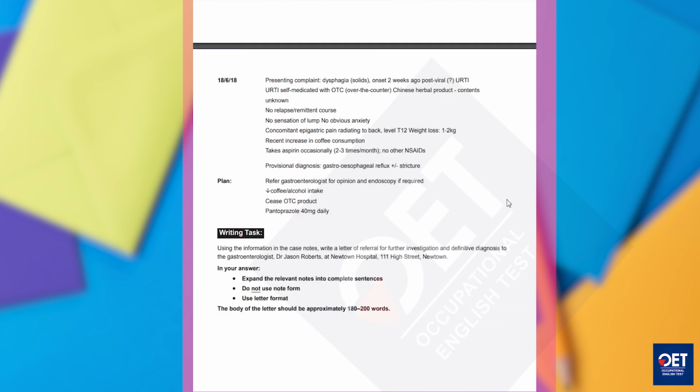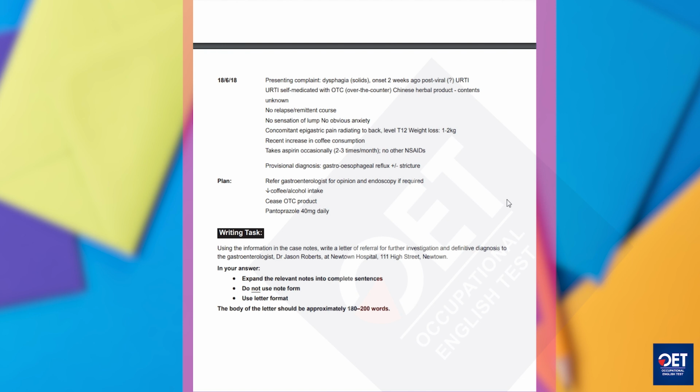Then on 18th of June 2018, she presented with complaints of dysphagia, solids, onset 2 weeks ago, post-viral, even URTI, self-medicated. Here we need to keep in mind and highlight that she self-medicated with an OTC, over-the-counter Chinese herbal product, meaning she has been taking an over-the-counter Chinese herbal product.